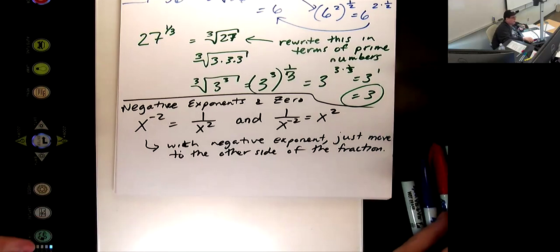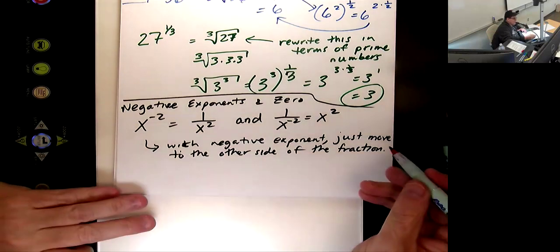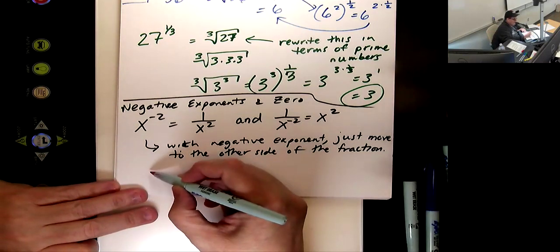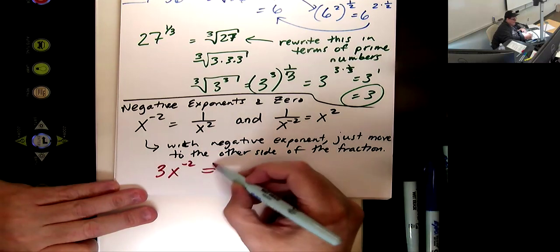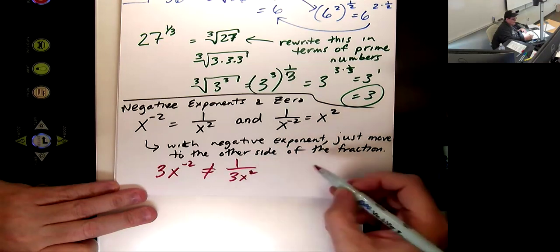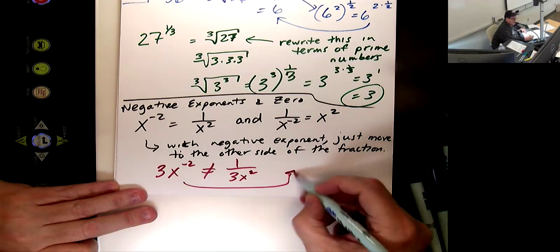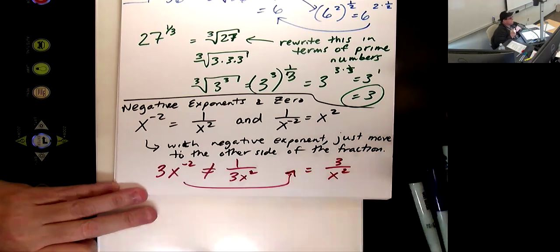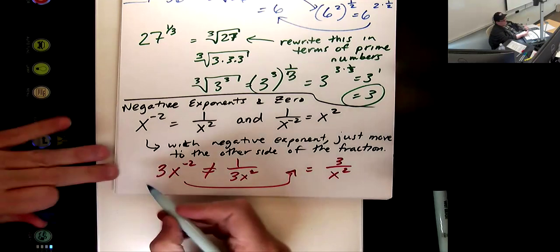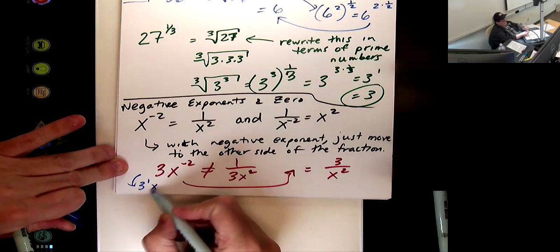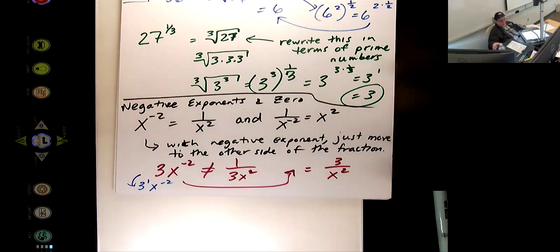And it's important to recall that the exponent only applies to what it's hitting. If I have 3x to the -2, this is not 1 over 3 to the x squared. It is equal to 3 over x squared, because the -2 exponent is on the x, not the 3. If you need a little more of a visualizer, that's 3 to the 1st power times x to the -2, and you can see the exponent on the 3 is positive.